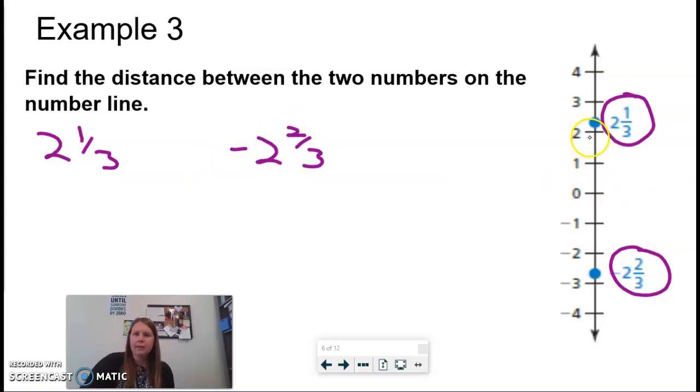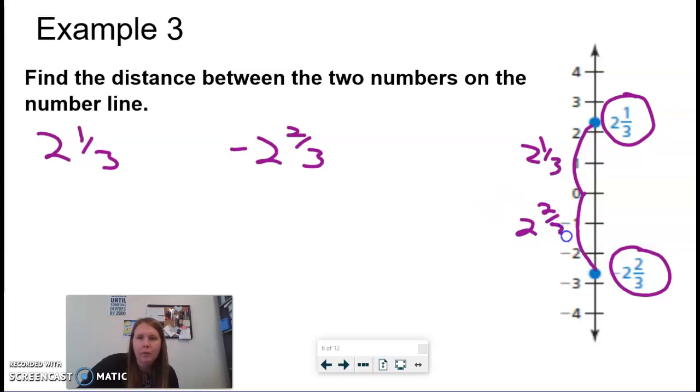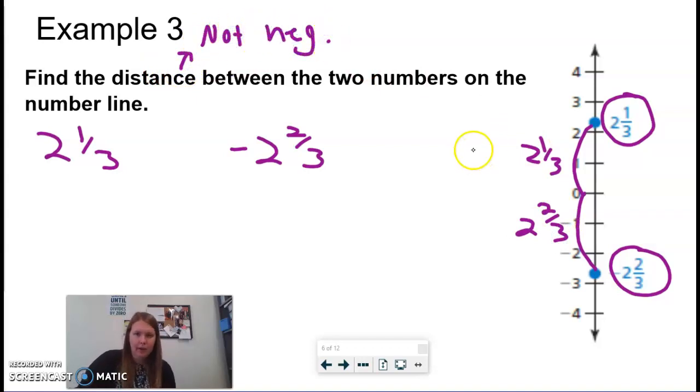I want to find this distance in between. Well, one way I can figure this out is I know from 0 to this is 2 and 1/3, and from 0 to here, this is also then a distance of 2 and 2/3. Remember, distance is never negative. I can't make this negative, okay? So we're really just finding the distance in between them.